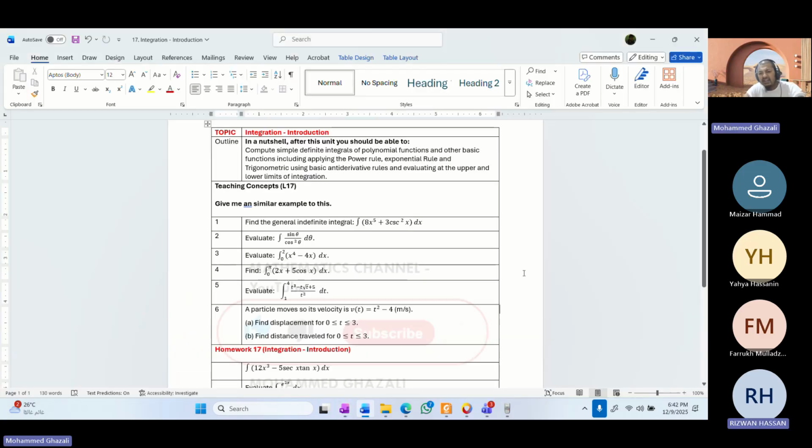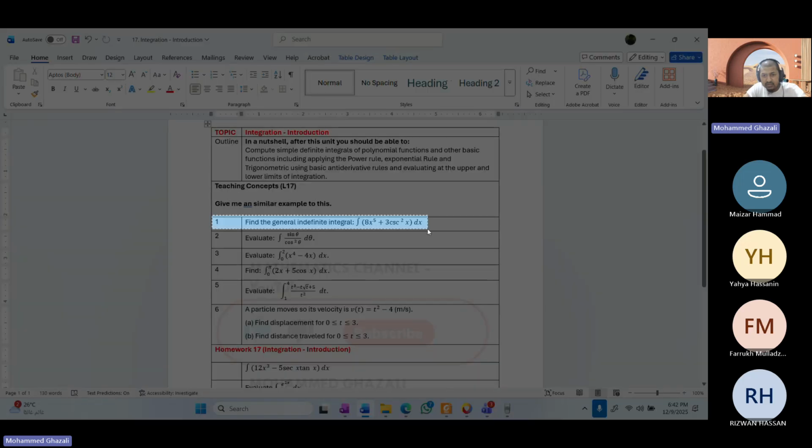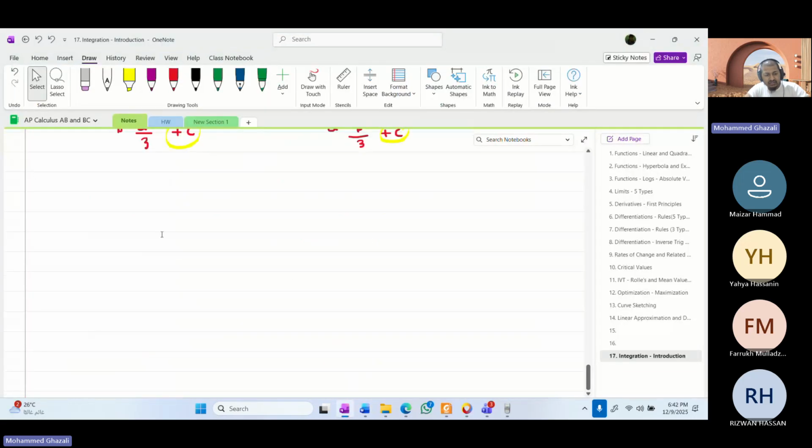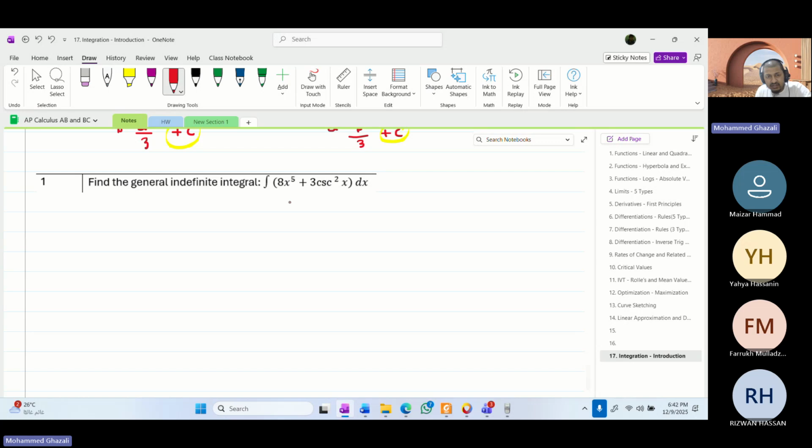Look, guys, I did have some examples for you to solve, and I'm going to put it down here. And we're going to try and solve them as quickly as possible. I only have 6 examples. Try to solve them in not more than 10 minutes. So let's see. Find the general indefinite integral. It's like mixed problems.